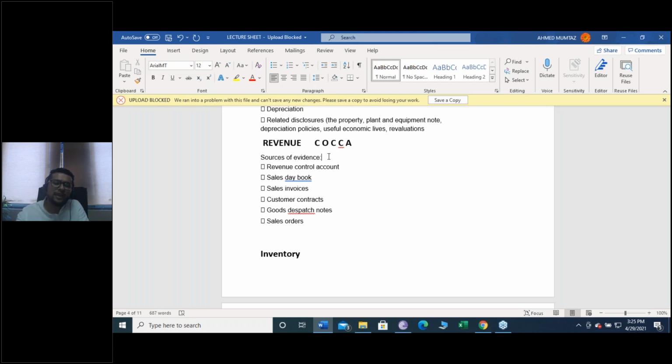In order to verify accuracy, you can simply get the breakdown of revenue, cast them to ensure that arithmetical accuracy is there. In order to verify revenue, you can also make sure that the sales invoices are according to the company price list, according to the company policy. If there have been any discounts allowed, they have been correctly accounted for, something like that.